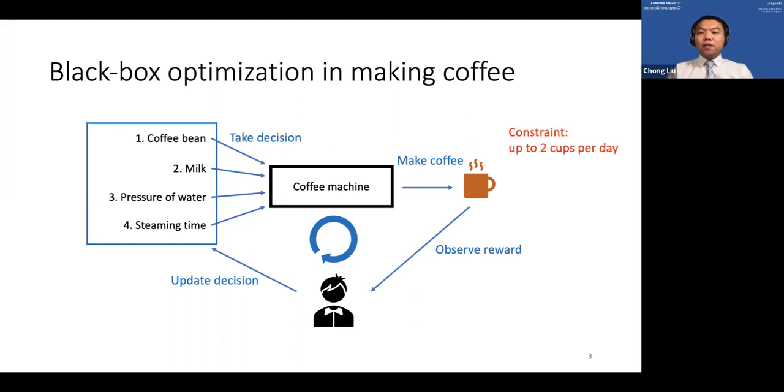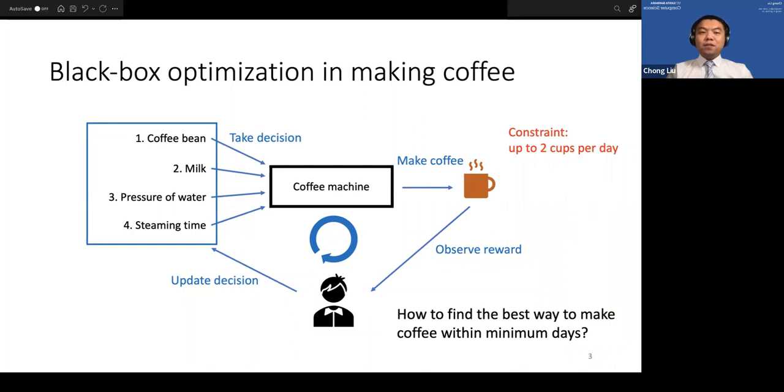But the problem is that I can only enjoy up to 2 cups of coffee every day. And here is a key question. The key question is how to find the best way to make the coffee within the minimum days. So this is the example of black box optimization in making the coffee.